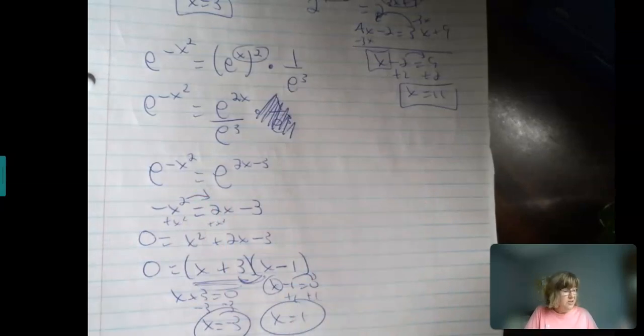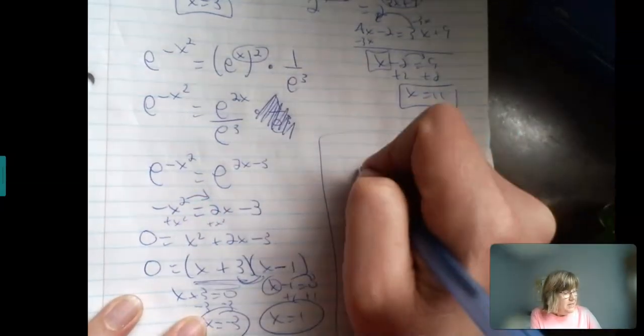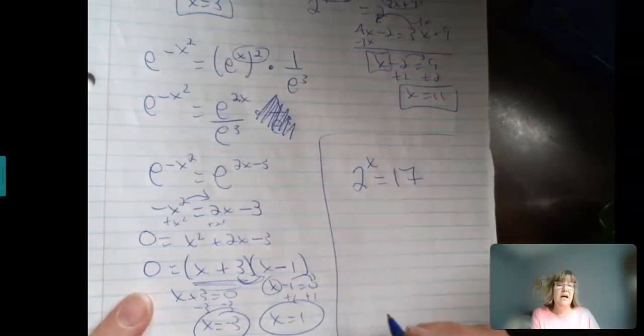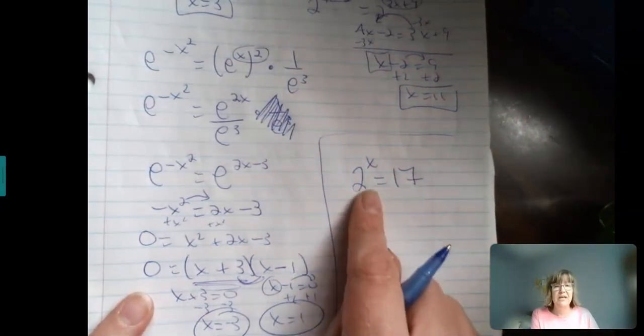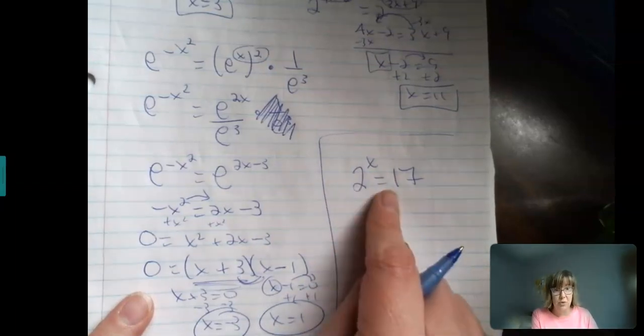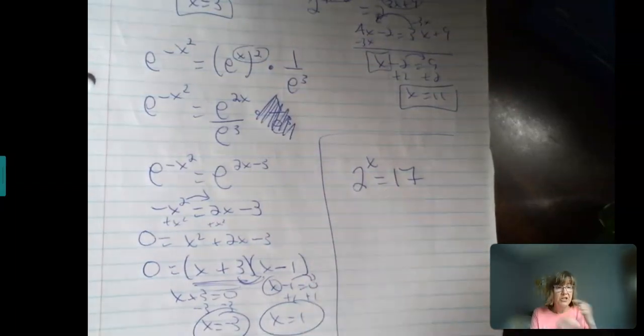Okay, this is all great and dandy, except if I have 2 to the x equals 17, I can't get to a base. So most things in real life are not pretty. All right, so how do we solve those equations? Let me explain how I think about this, and then I will do a lot of problems here.